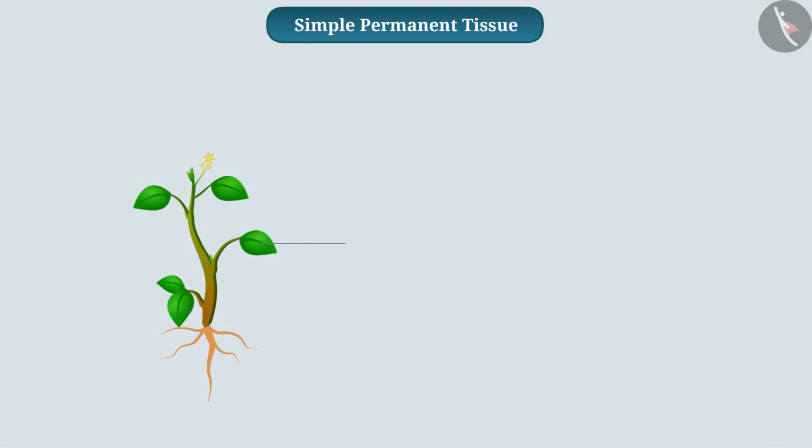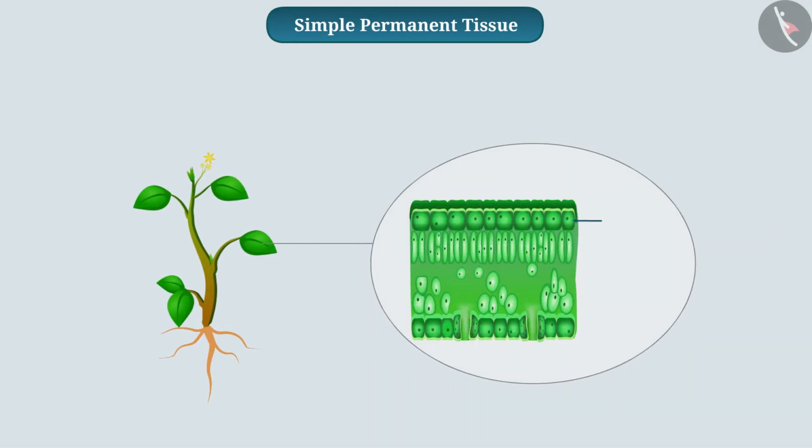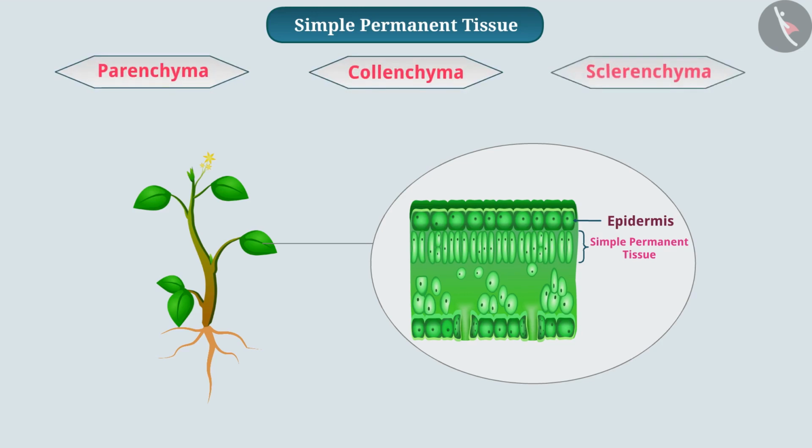The outermost layer of a plant is made up of a single layer of cells. This layer is called epidermis. Below the layer of epidermis, there are some layers of cells called simple permanent tissue. Tissue that is made up of only one type of permanent cells that perform the same function is called simple permanent tissue. According to function, simple permanent tissue is classified into parenchyma, collenchyma, and sclerenchyma.